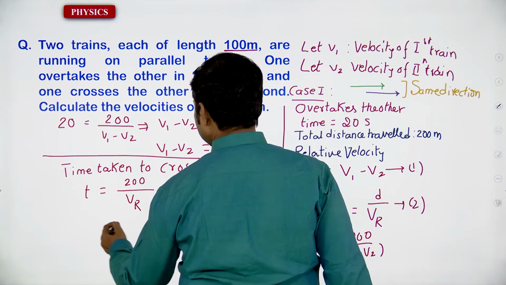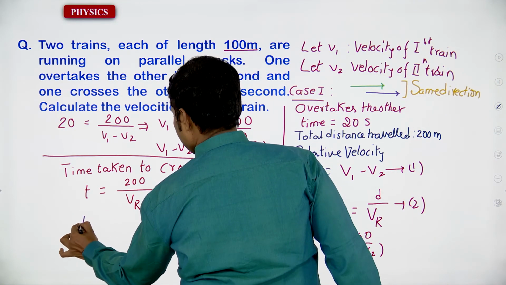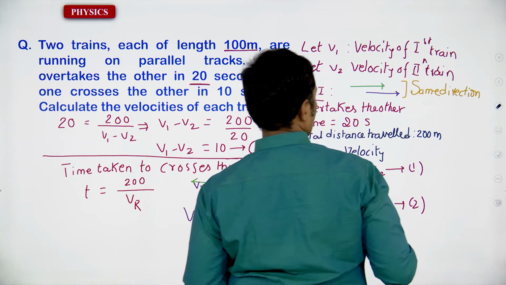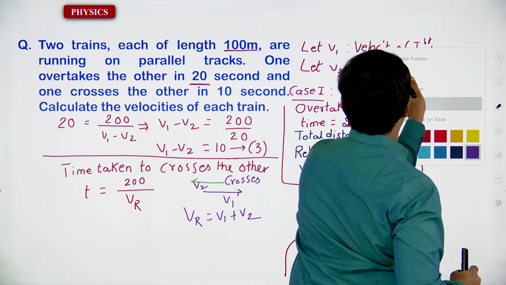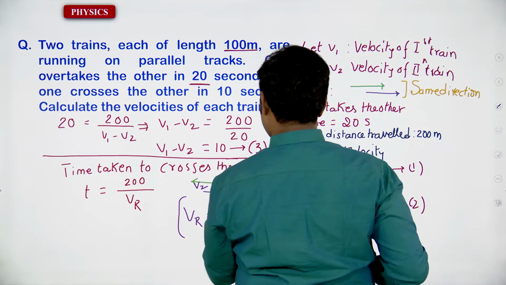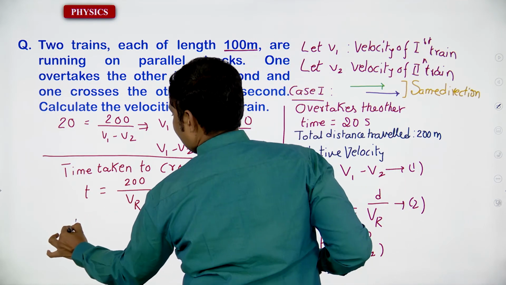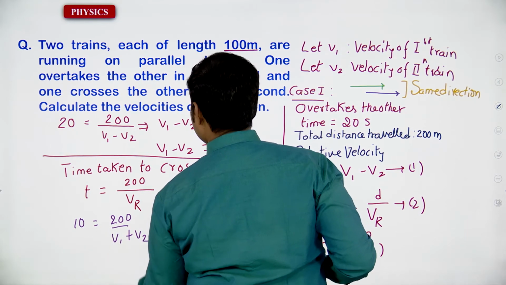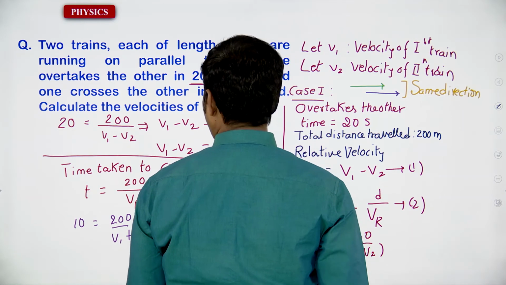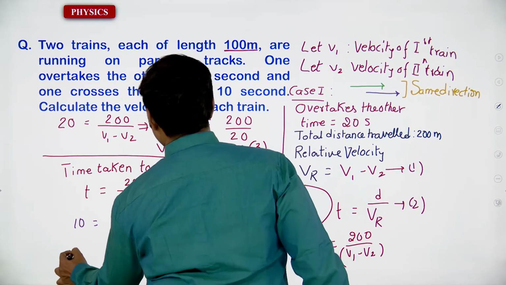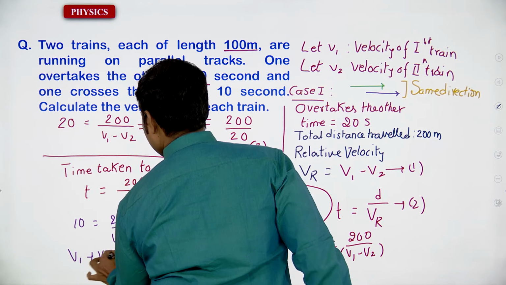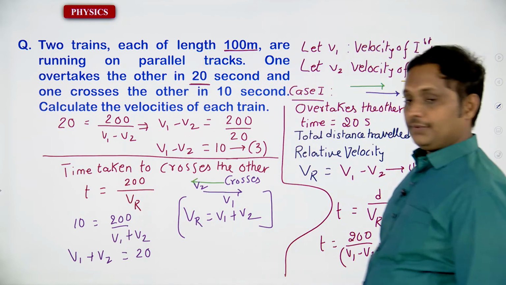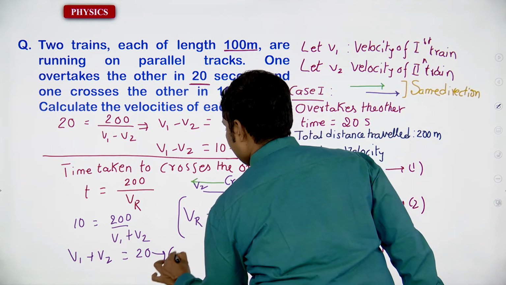So, this is going to be T, what is the time? You need to take that. So, the 10 seconds is equal to 200 by V1 plus V2. V1 plus V2 is equal to 20. Yes, what we have obtained, this is going to be that fourth one.